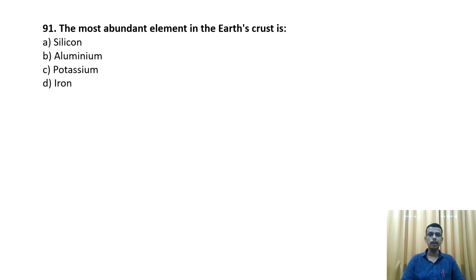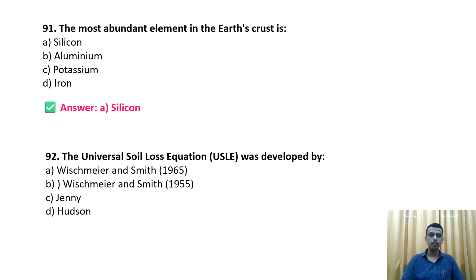Then the most abundant element in the earth crust. Okay, oxygen is the most abundant element, but oxygen is not an option. So after oxygen comes silicon, so silicon is the most appropriate answer. The universal soil loss equation, you also need to remember the year, given by Wischmeier and Smith. There are two options. The appropriate answer is Wischmeier. The universal soil loss equation was given by Wischmeier and Smith in 1965.